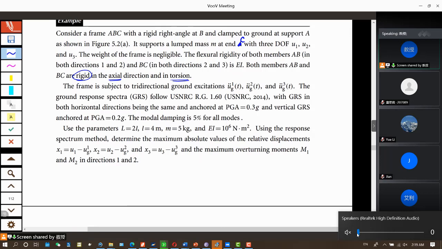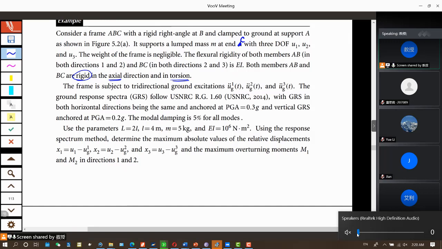PGA is 0.3. In the vertical direction, PGA is 0.2 because it is 2/3 of the horizontal PGA. So that's 2/3 times 0.3 equal to 0.2 G. And we use 5% damping.